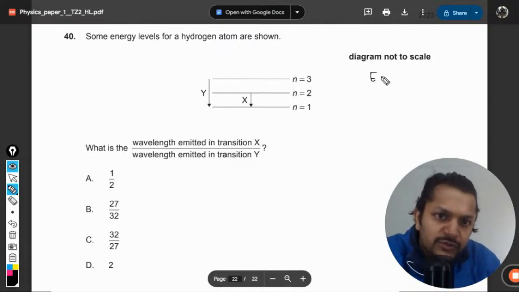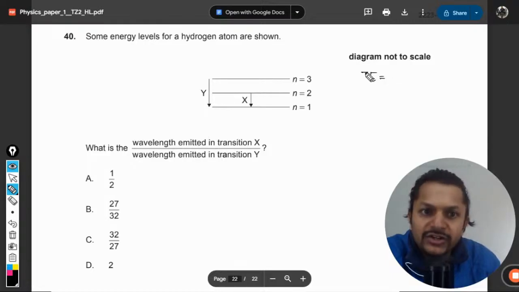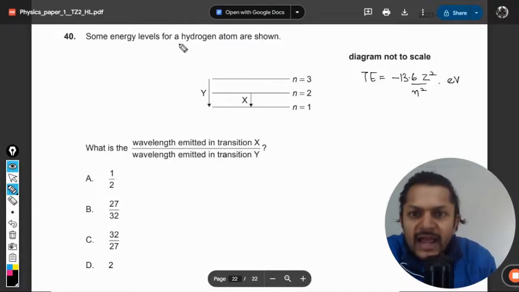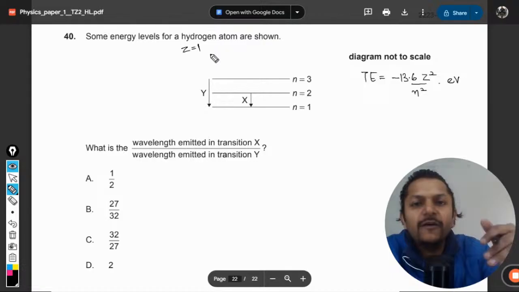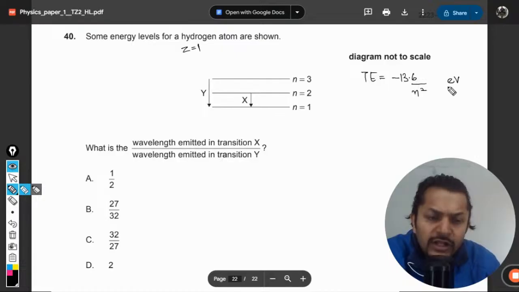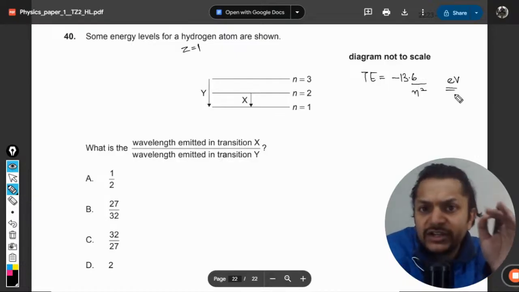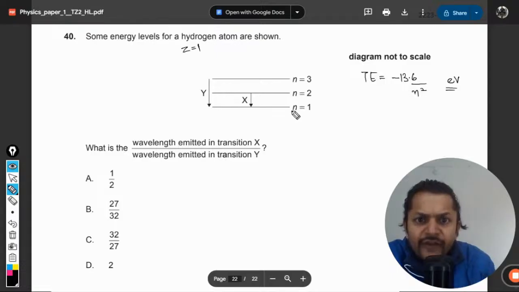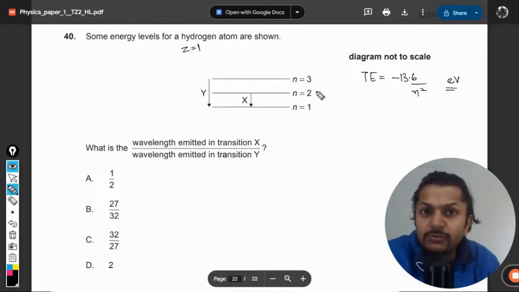First of all, you must remember that the formula for the total energy of the electron in any shell is given by negative 13.6 Z squared by n squared eV. Z is the atomic number, which is 1 for hydrogen, so you can get rid of this. Be very careful that the unit is electron volt, it is not joule. Accordingly, we can find the energy for n equals 1, 2 and 3. But because this is a hydrogen atom, you can even remember those.